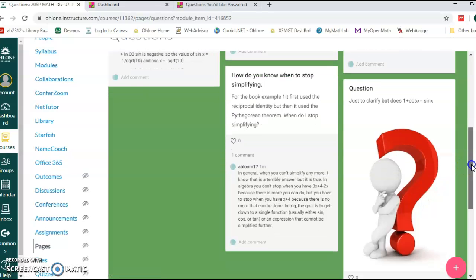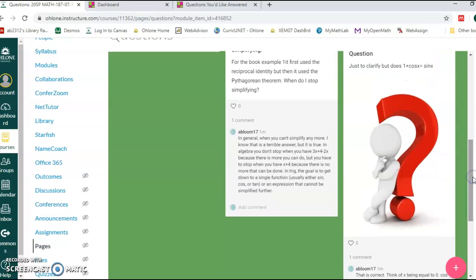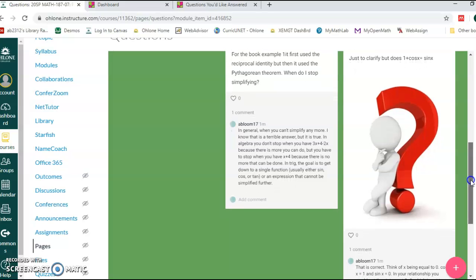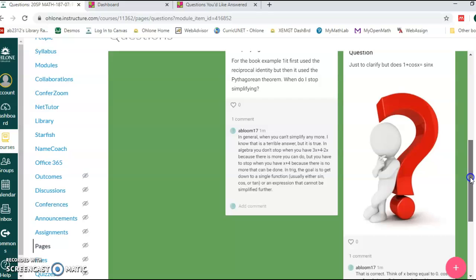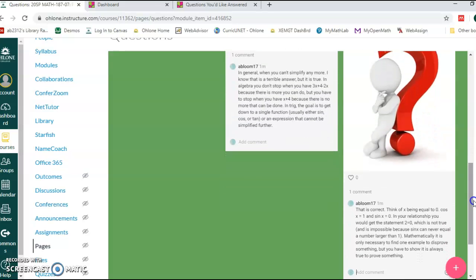This last question: does 1 plus cosine of x equal sine of x? No, it doesn't. And I'm not sure exactly where the 1 plus cosine x equals sine of x came from, like whether you were taking the square root of the Pythagorean identity. That was my first thought, but the math doesn't really work out. In general, proving things are not true in math just means coming up with one counterexample, and proving things are true means you've got to prove that they're always true. So I took the one counterexample opportunity.